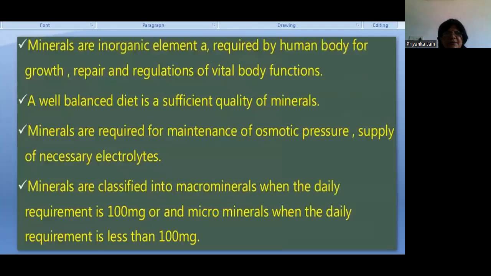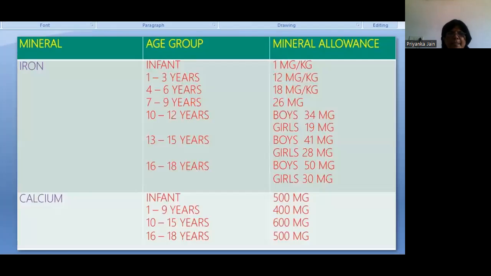Now, what are minerals? Minerals are inorganic elements required by the human body for growth, repair, and regulation of vital body functions. A well balanced diet has sufficient quantity of minerals. Minerals are required for maintenance of osmotic pressure and supply of necessary electrolytes. Minerals are classified into macro minerals when the daily requirement is 100 mg or more, and micro minerals when the daily requirement is less than 100 mg.